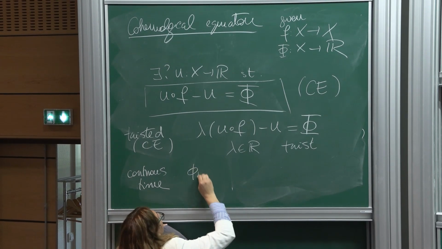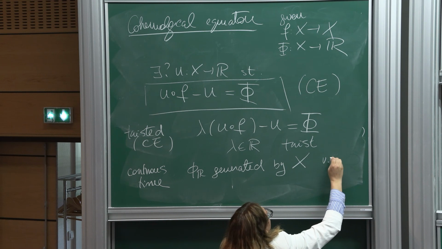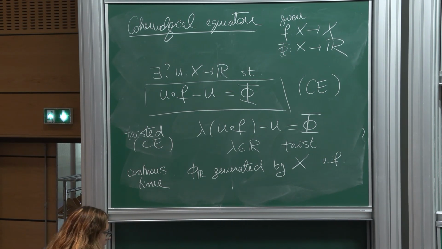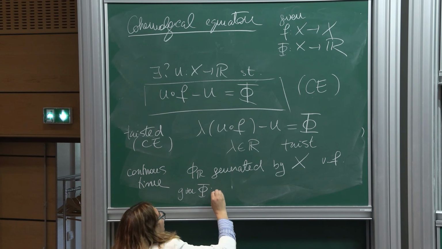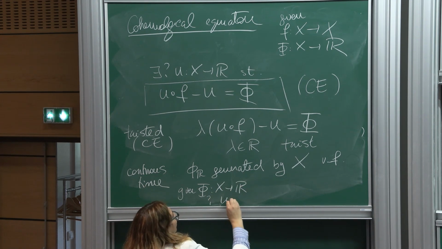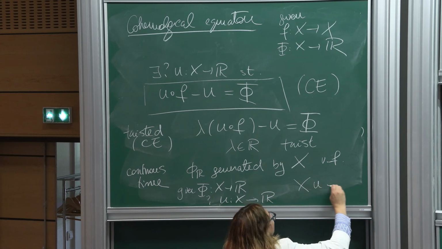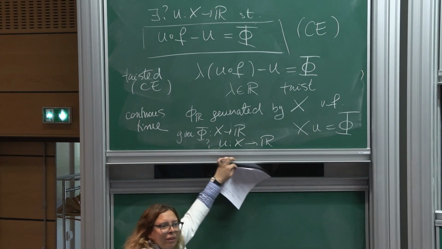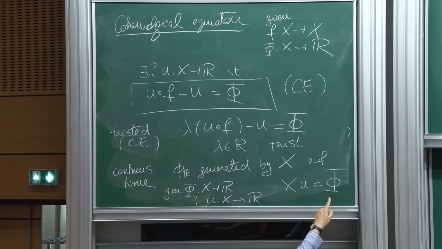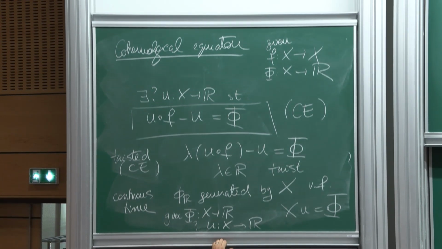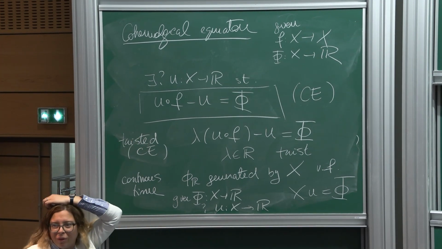If you have a smooth flow on a smooth manifold generated by some vector field X, then you can look for this: given a function from x to R, does there exist u from x to R such that X of u is equal to f? So is this function a derivative of u? This is also called homological equation, in continuous time. I'm looking for when a function is a derivative. And you should think of the discrete homological equation as a discretized version of a derivative, if you want.